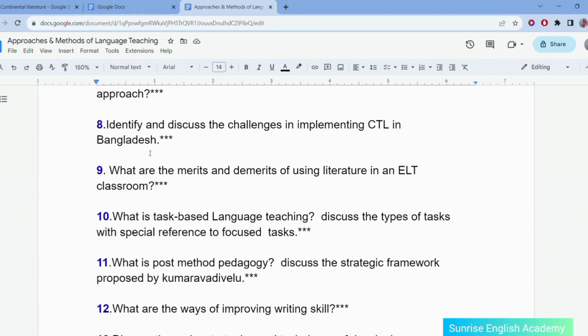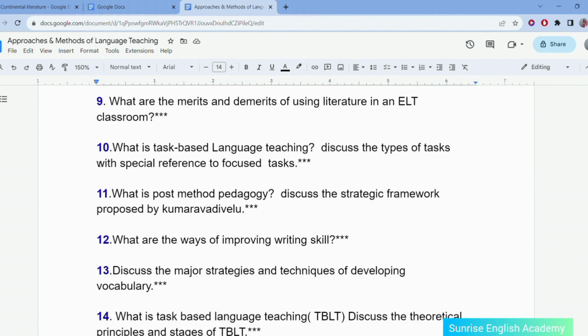8. Identify and discuss the challenges in implementing CLT in Bangladesh. 9. What are the merits and demerits of using literature in an ELT classroom? 10. What is task-based language teaching? Discuss the types of tasks with special reference to focus tasks.